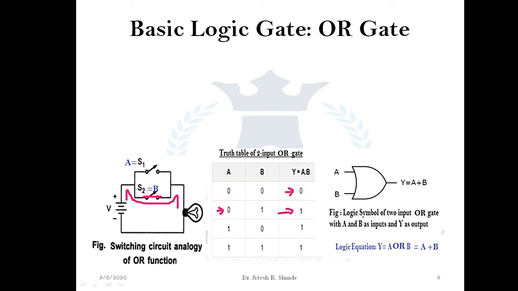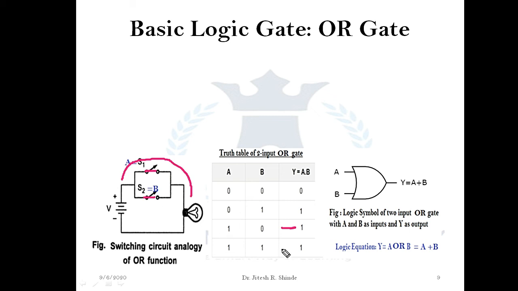Now here, if B is open and A is closed, the signal will flow in this way, means the signal is reaching up to the bulb, the circuit will turn on. So y is equal to 1 for the 1 0 combination. If both the switches are closed, short circuit. Again here the bulb will get turned on.